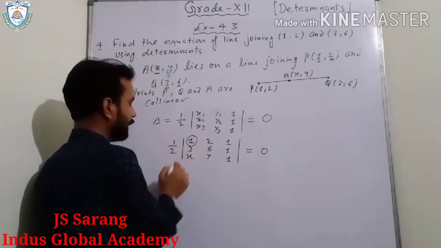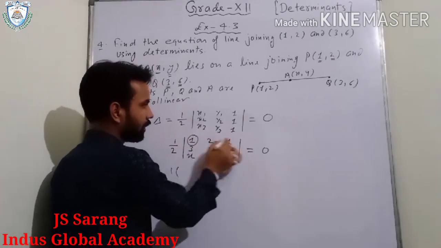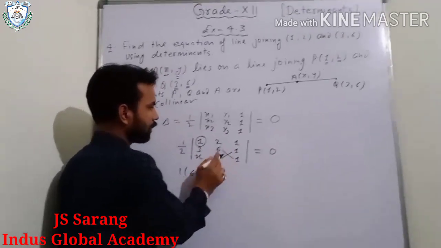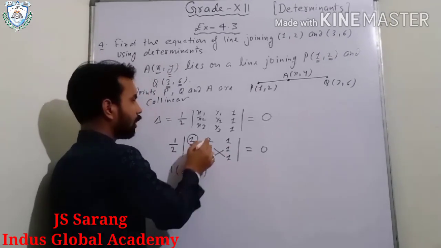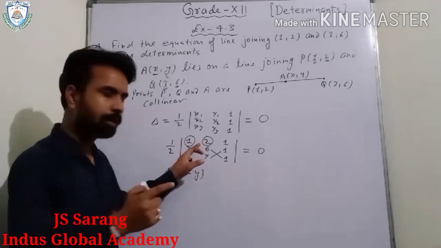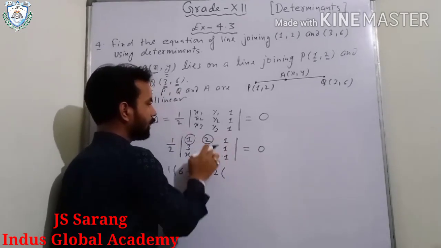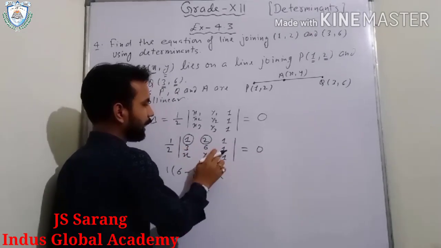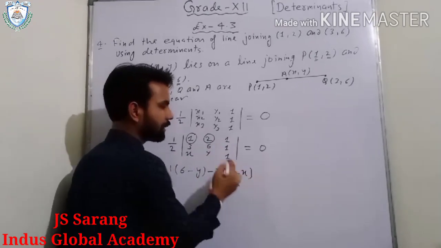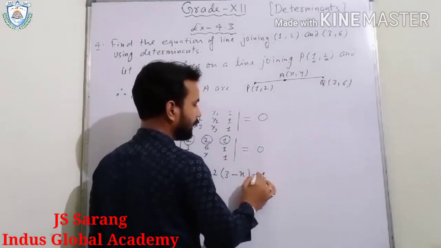So the very first element is 1. We will hide this first column and first row. So we will multiply by this, 6 ones are 6, minus y ones are y. Now we have to note the second element, and you know that the sign of the second element will be negative. So minus 2. Now we will hide first row and second column. So this 3 is multiplied by 1. So 3 ones are 3, minus x is multiplied by 1. So x ones are x. Clear? Now we have to note the third element, that is 1, and its sign will be positive.